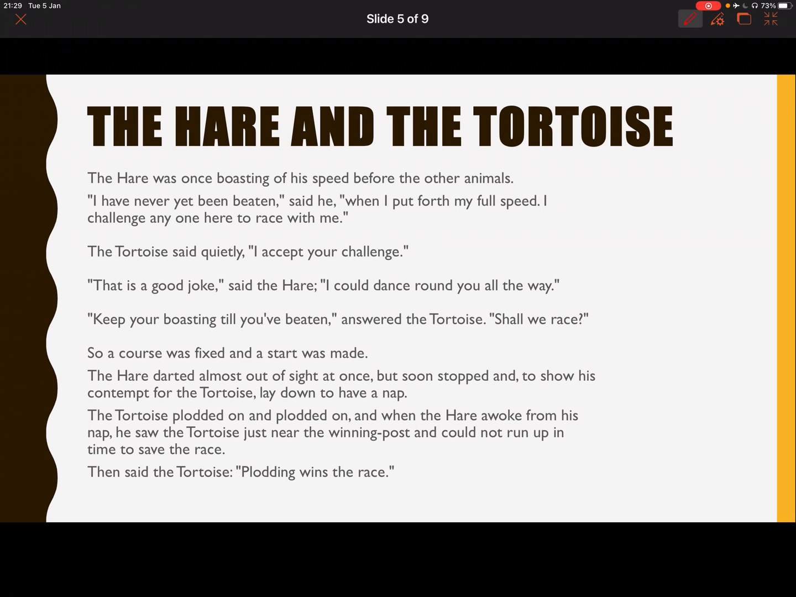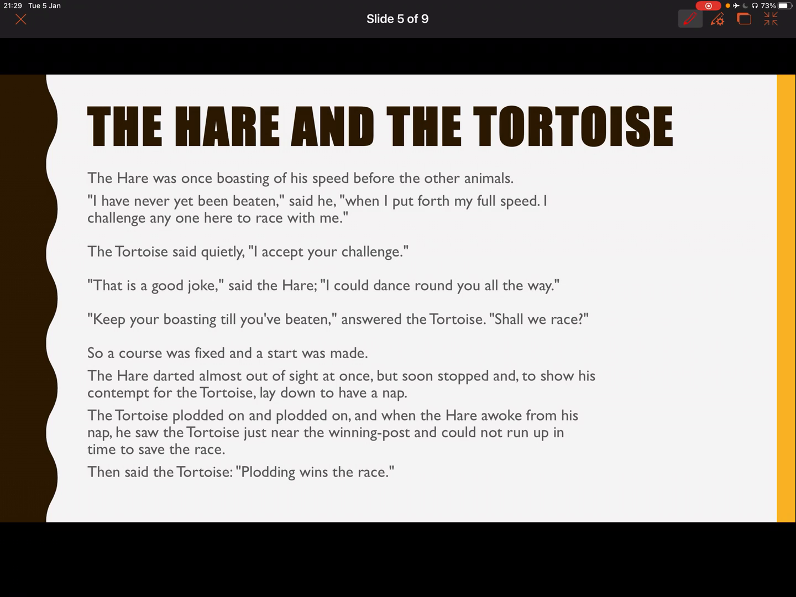Shall we race? So a course was fixed and a start was made. The Hare darted almost out of sight at once, but soon stopped and, to show his contempt for the Tortoise, lay down to have a nap. The Tortoise plodded on, and plodded on, and when the Hare awoke from his nap, he saw the Tortoise just near the winning post and could not run up in time to save the race.